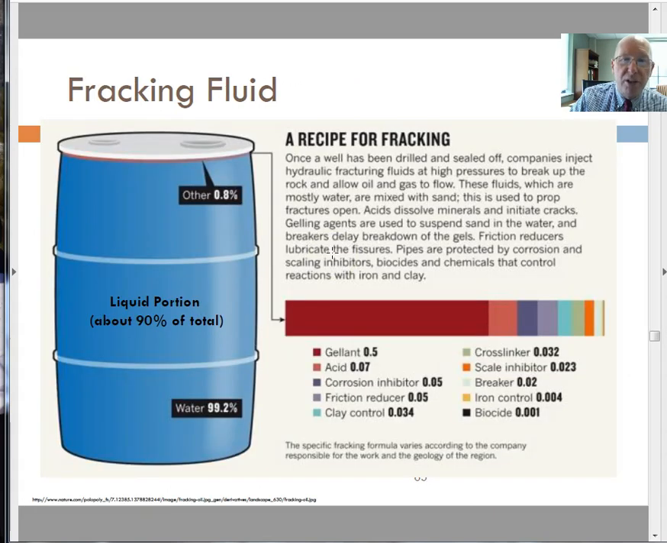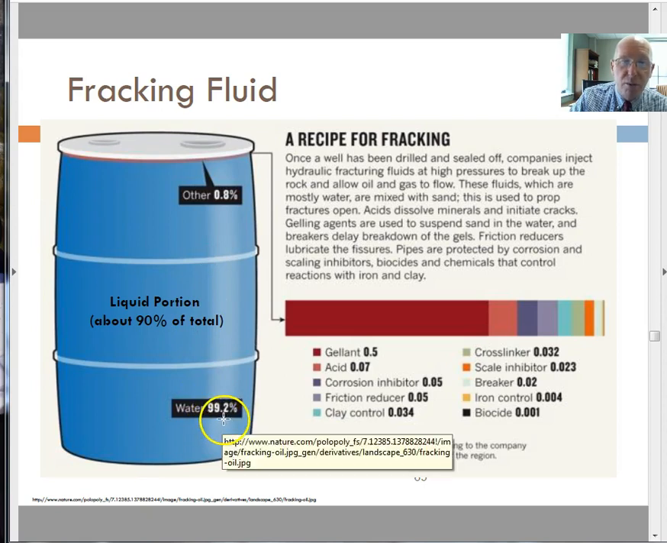We'll talk more about this in the production side, but a couple of key things I want you to know is I want you to have a good feeling for the recipe for fracking, which is to say it is largely water, and 90% of a frac is liquid, and 99.2% of that 90% is water.